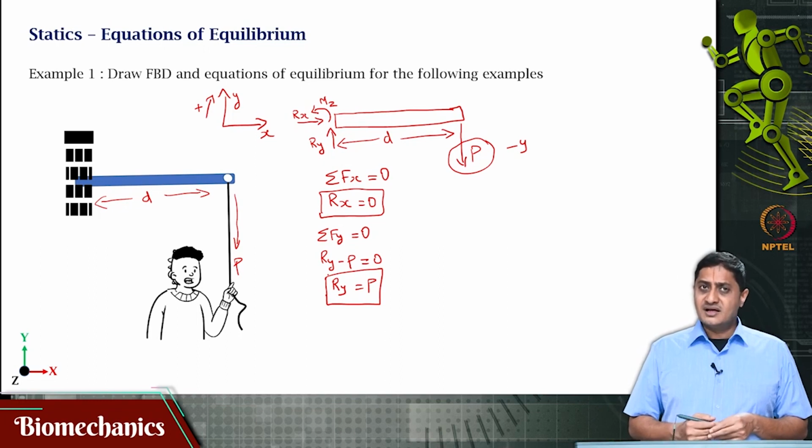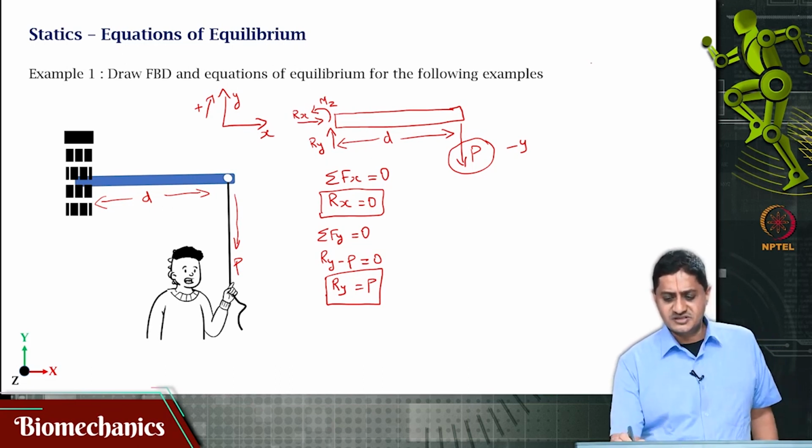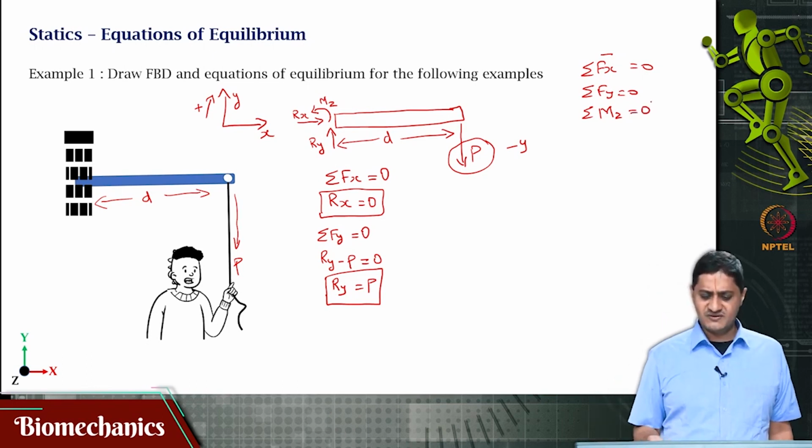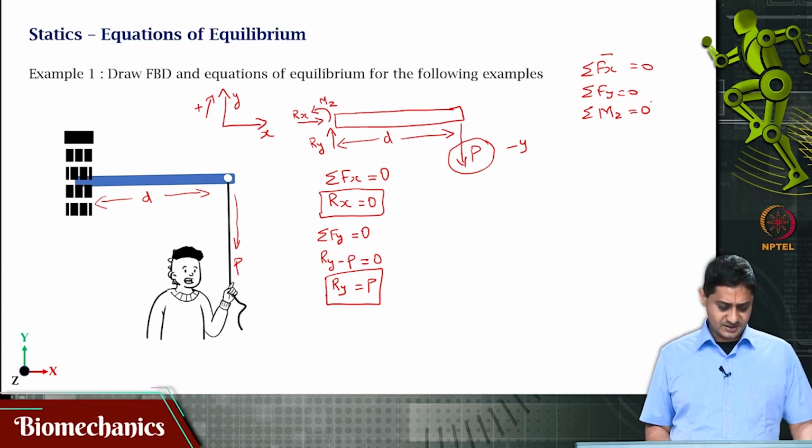Are we done? The answer is no, because there is one more equation. This is planar equilibrium, right. That means that there will be 3 equations of static equilibrium that we will have to write. Let us remember this. Throughout the course, we will be discussing this. Sigma Fx equal to 0, sigma Fy equal to 0, and sigma M, in this case M is z. You do not have to specify it all the time, but we can specify it also. Sigma Mz is 0, right.